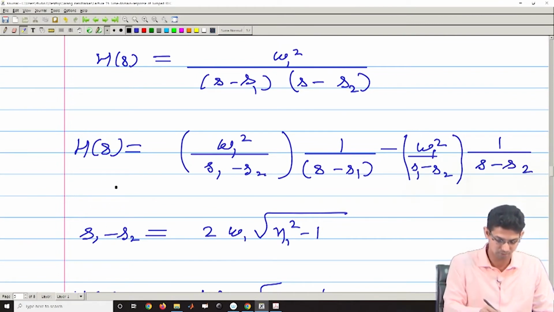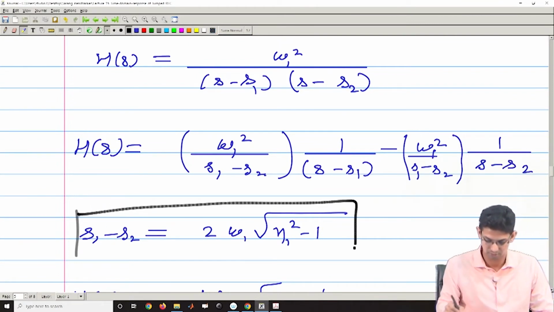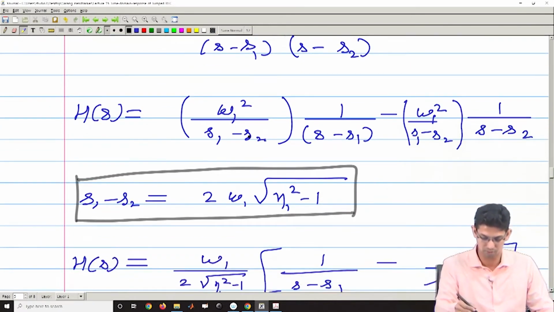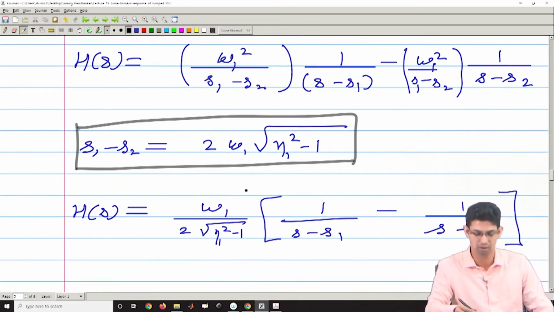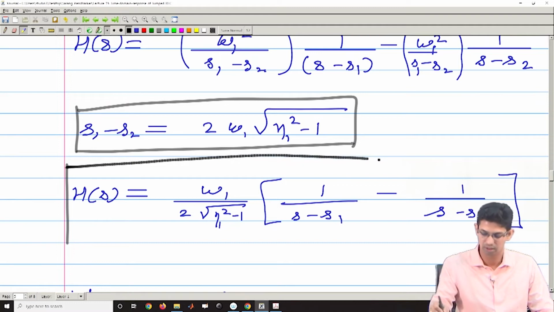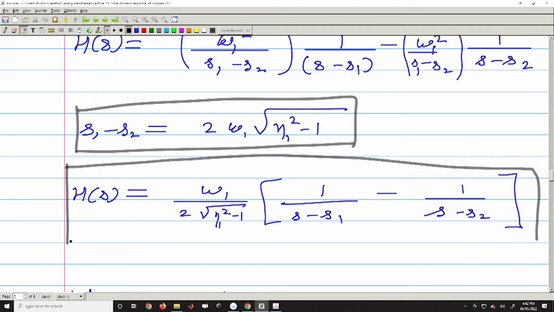So, your S1 minus S2 is this. If you substitute this here, your omega square would cancel with the omega here in the denominator, and finally, you will get your H of s in this form.